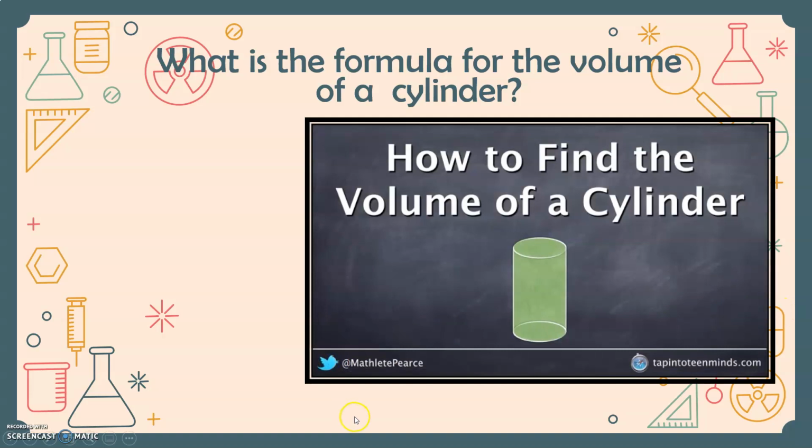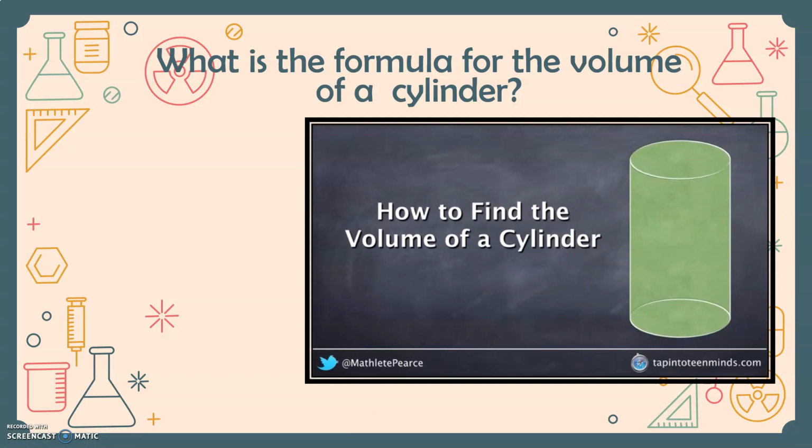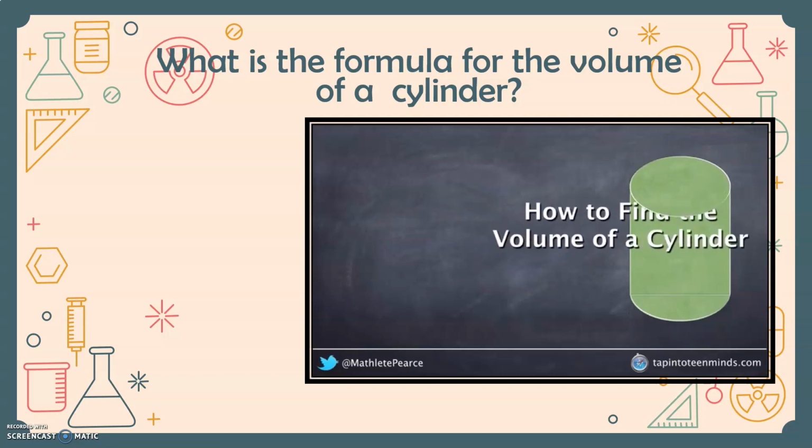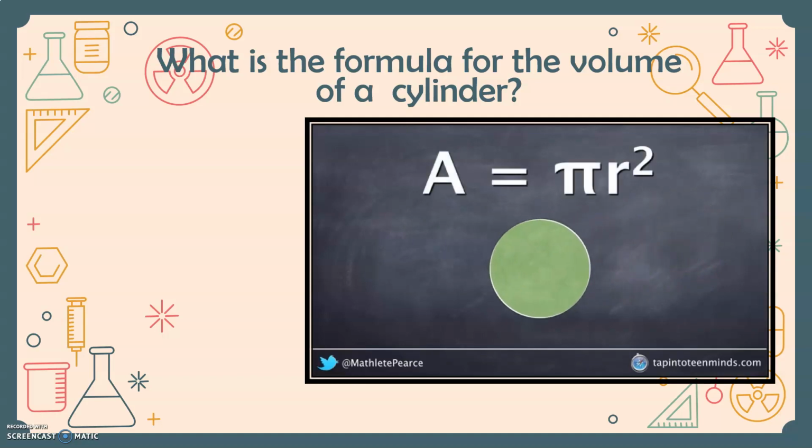In this video, we're going to learn how to find the volume of a cylinder and, more specifically, where the volume of a cylinder formula comes from. We'll start by going back down to the base of the cylinder, which happens to be a circle. In previous years, you've learned that the area of a circle is pi r squared. But where does the pi r squared actually come from? So let's take a look.